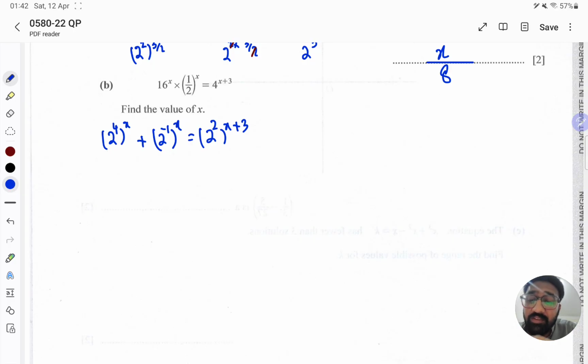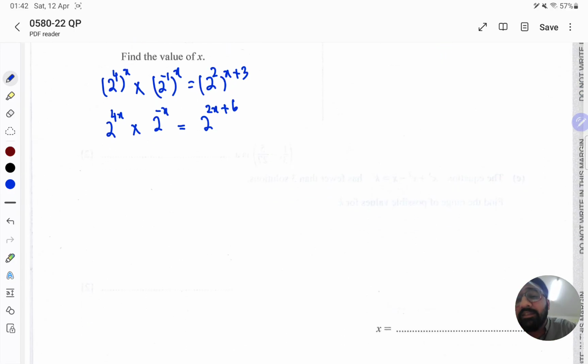Again, the law of indices that we just did above in the A part, 2 power 4x multiplied by, this is not plus, this is multiplied by 2 power minus x, and if you multiply this, it will be 2x plus 6 in the power. There is the law of indices. If the bases are same and they are multiplying, you just add their powers. So it will become 2 power 4x minus x, because plus x and minus x is minus x. 2 power 2x plus 6.